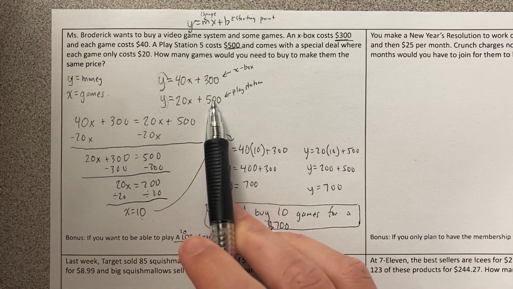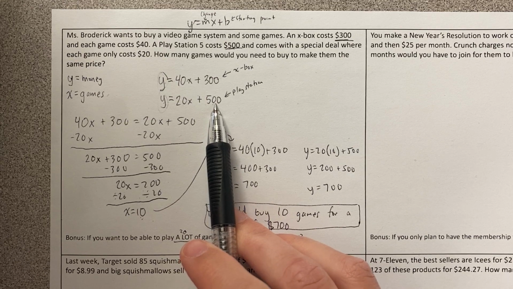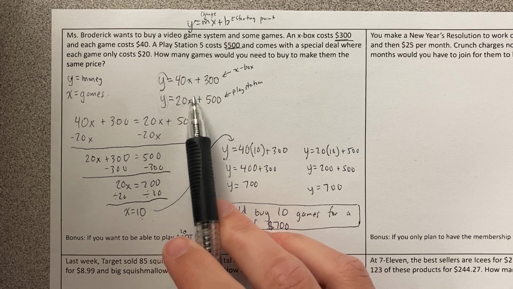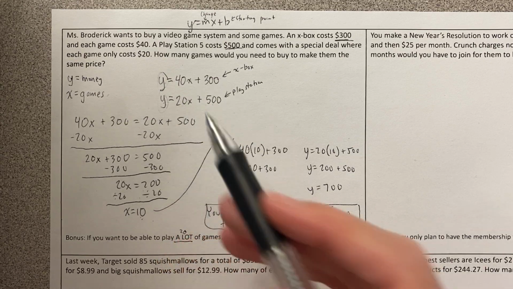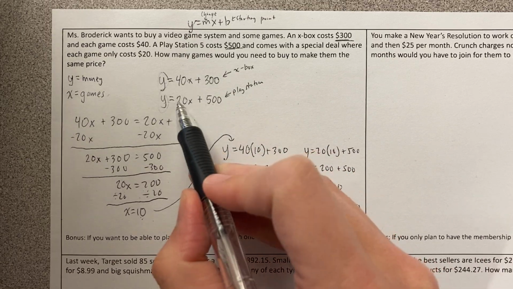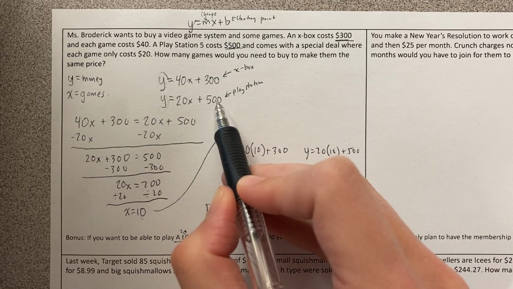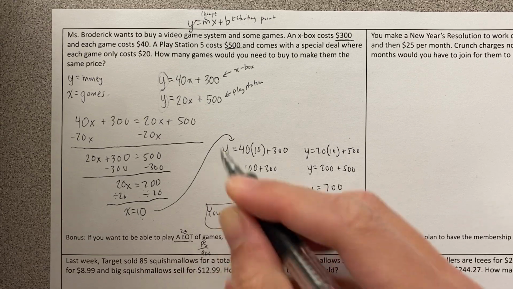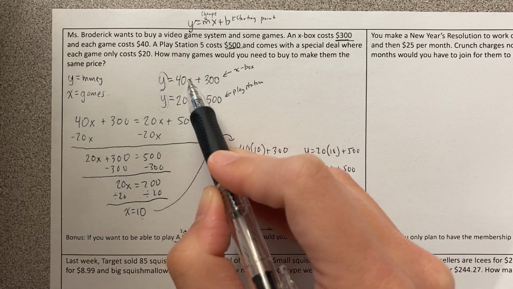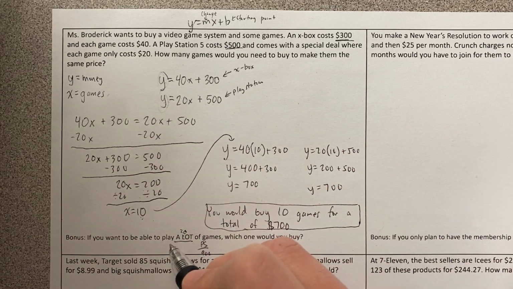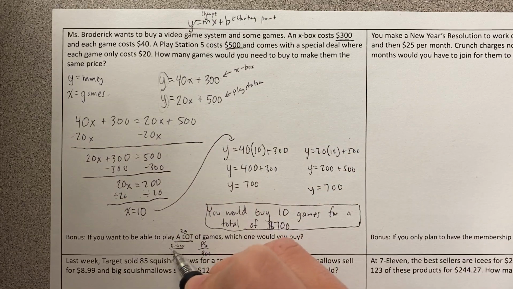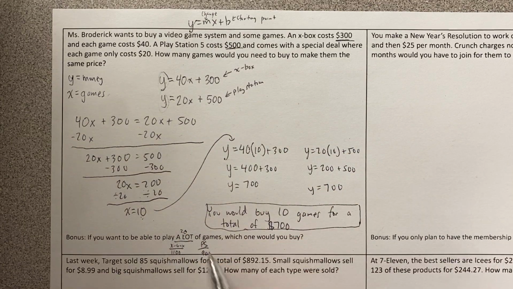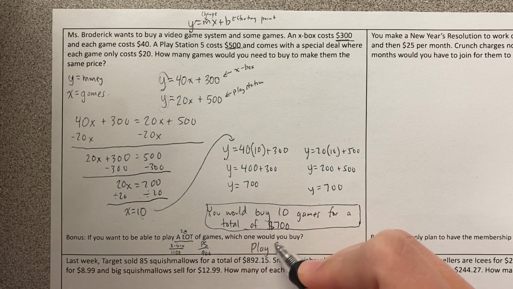The PlayStation, I put out more money to start with, but then when I buy 20 games, they're less each time. We can just plug in the number: 20 times 20 is 400 plus 500, so the PlayStation would be a total of 900. And here, 40 times 20 would be 800 plus 300, so the Xbox would be a total of 1,100 if I bought 20 games. So if I'm going to buy a lot of games, I would buy the PlayStation.